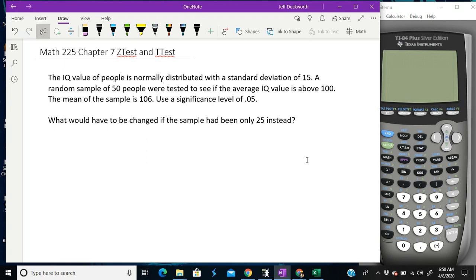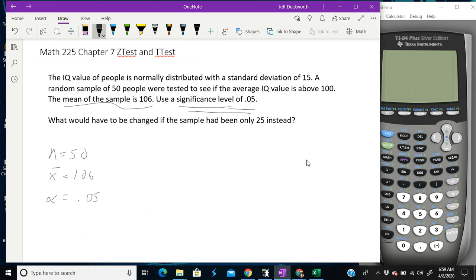So I'll do it using the given information where n is 50, and then we'll try it with n is 25. So just from our first little paragraph, the information that we're given is n equals 50, x bar is equal to 106, the sample mean, and alpha is going to equal 0.05. Significance level is 0.05. That's what our alpha level is.